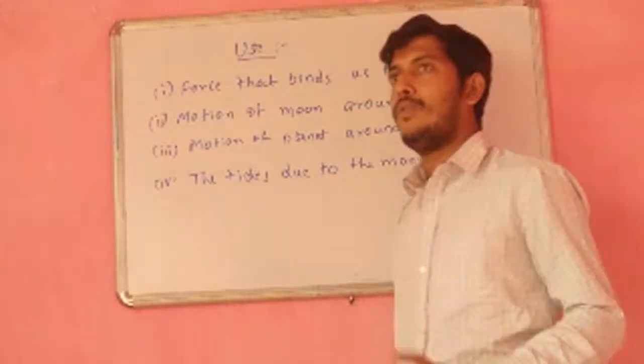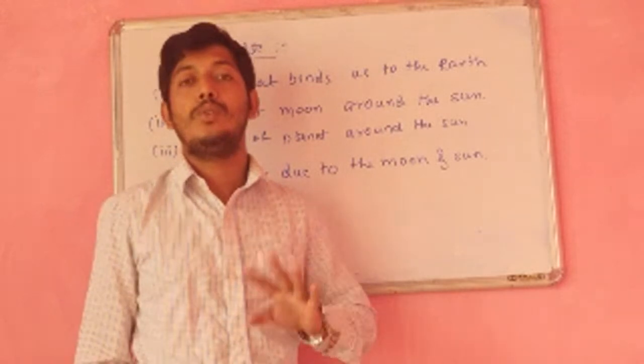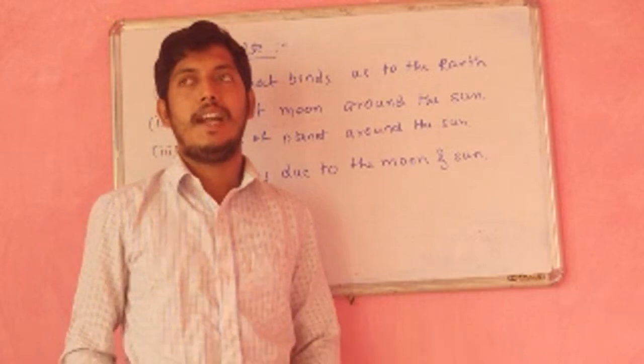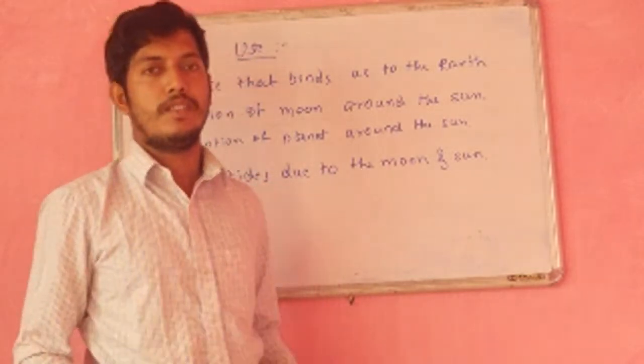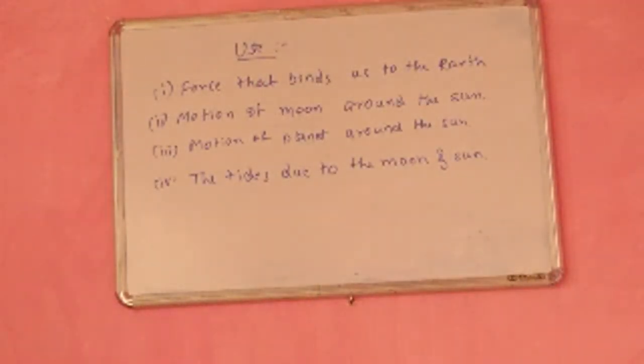And the universal law of gravitation states that every object in the universe attracts every other object with a force which is directly proportional to the product of their masses, and it is inversely proportional to the square of the distance between them. Just read the four very important uses of universal law of gravitation. Okay, these are the four important uses.